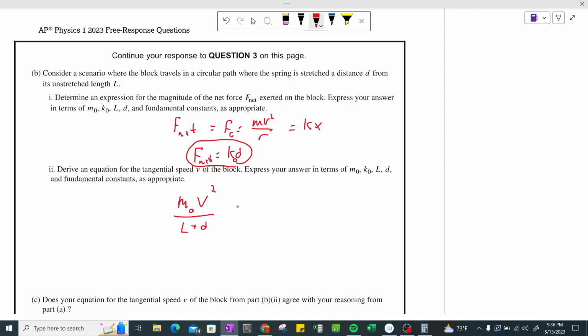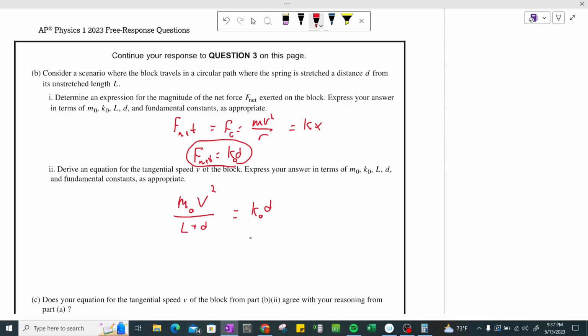An easy way to think about that is if that spring was 100 feet versus 1 foot long, that 100-foot spring is going to have a lot bigger radius, which means it's going to have a much bigger circle it's mapping. It'll have a much larger tangential speed. So m naught v squared over L plus d equals k naught d. Again, we don't need any g or anything here because it's all horizontal. It's not going to come into play.